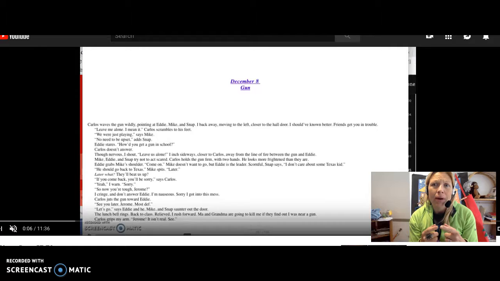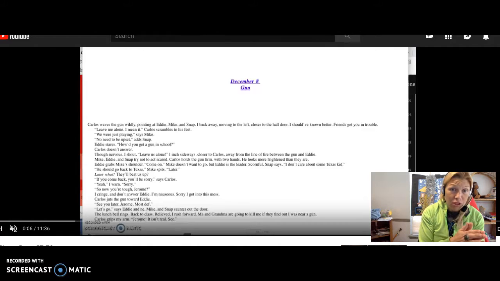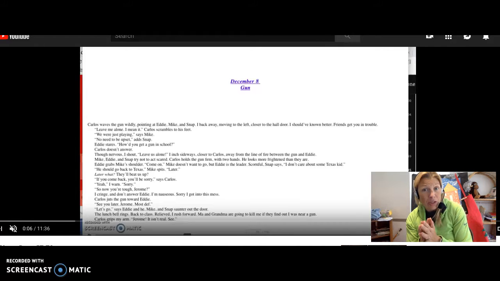And I want you to think about the relationship between Carlos and the gun. So we're seeing this whole story through Jerome's perspective. And he is narrating what's happening as he flashes forward and flashes backwards in different moments in time and kind of unravels these events for us.